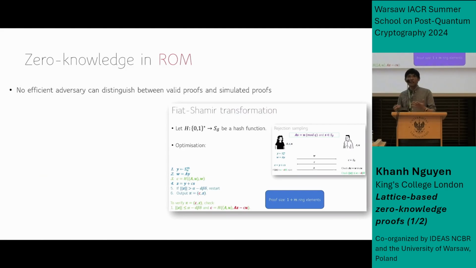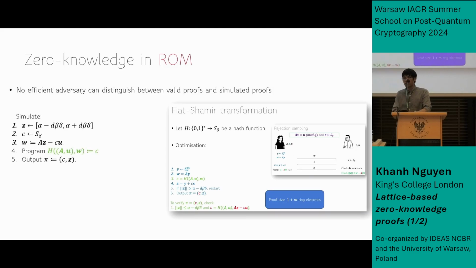Okay, so now to get zero knowledge in the random oracle model, it's somewhat similar as before. To prove zero knowledge, we will use the fact that we have this hash function from the Fiat-Shamir transformation, and in the random oracle model we can do cool stuff like programming, for example, and forking and so on. So in this particular case, we can simulate the proof somewhat similar as before. We sample Z uniformly random, we pick a C, and we compute W equal to AZ minus CU.